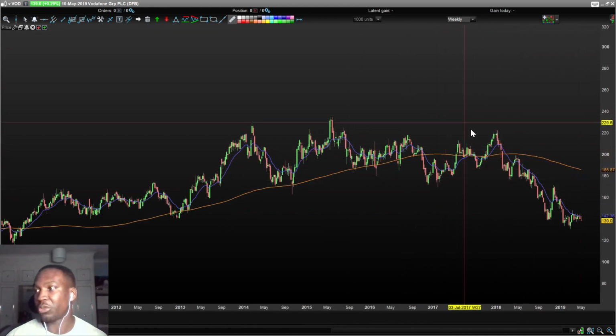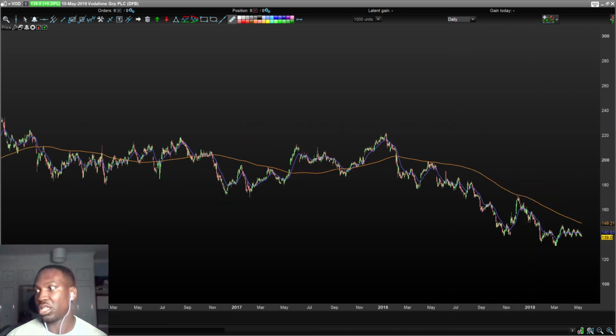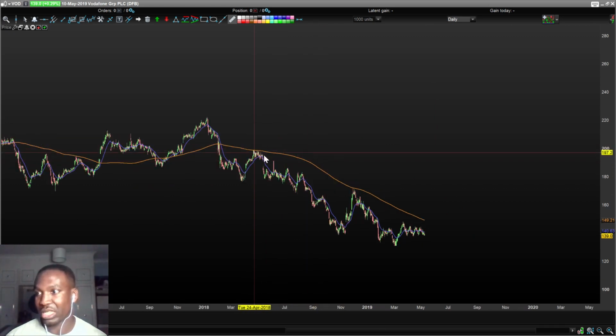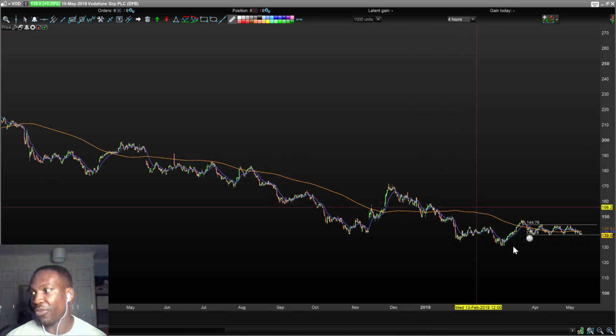Really, Vodafone's been selling off for quite some time. Since about January 2018, it's just been on a downward trajectory. On the daily chart, once again, the 180-day simple moving average is acting as a resistance. It was a resistance here and there's a resistance here. It's falling, so price looks like it's still falling, but the gradient's gone a bit less steep, so maybe it's losing momentum and it might change direction. You never know. On the 4-hour chart.